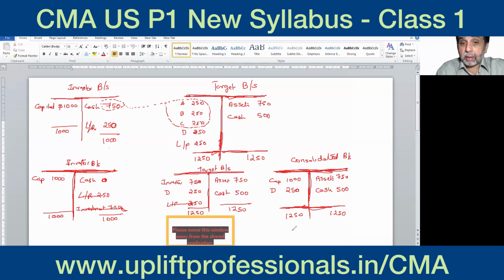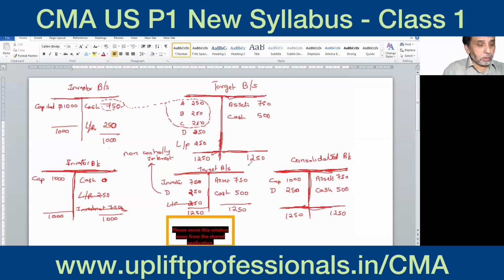Okay. Minority interest. In India, they call this D, which the company has not taken over. This is not a fully owned subsidiary, but a partially owned subsidiary. So this D is called the minority interest. In India, they call it minority interest. In US GAAP or in CMA, or even in the CPA, they would call this the non-controlling interest. Non-controlling interest. You got it? Right.